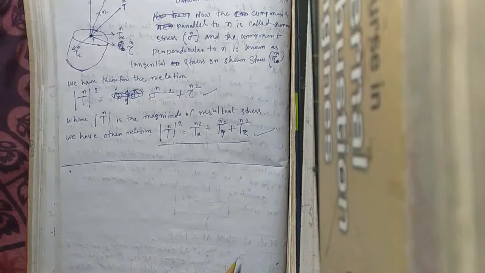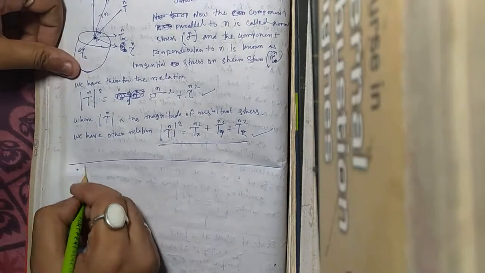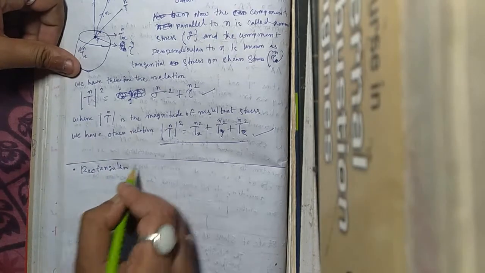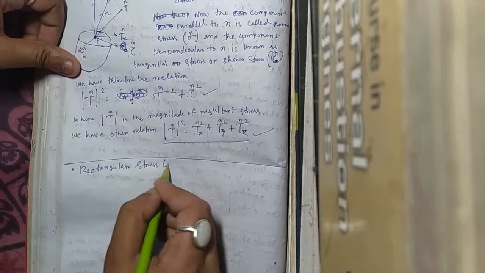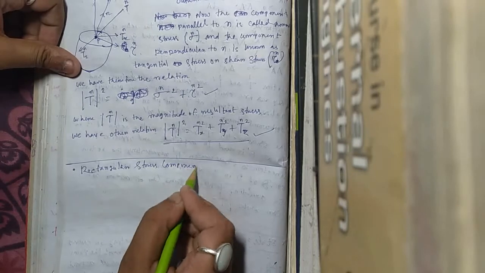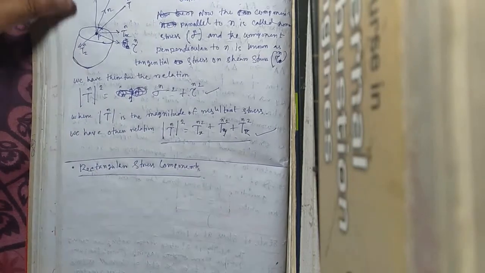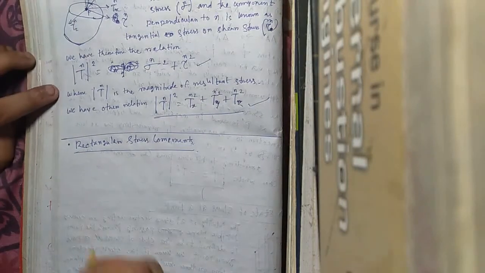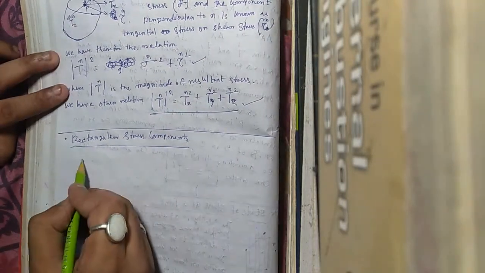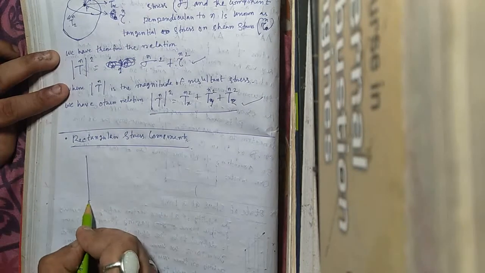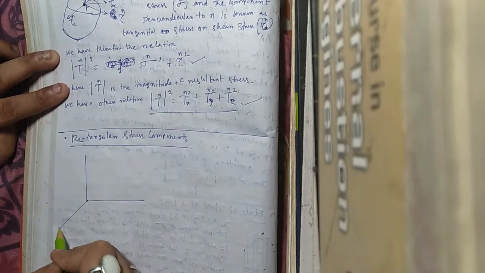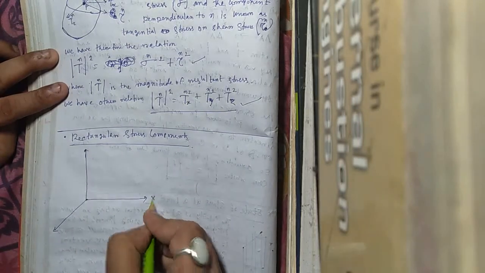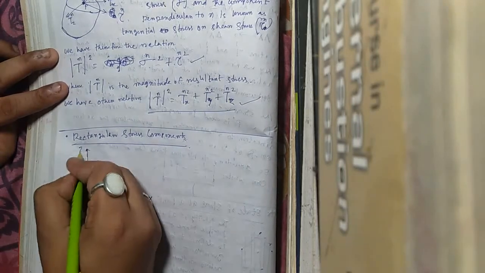Okay, now we'll move to another topic, that is rectangular stress components. At first we have to draw some diagram, some planes, the three mutually perpendicular planes. This is the x plane, this is the y plane, and this is the z plane.